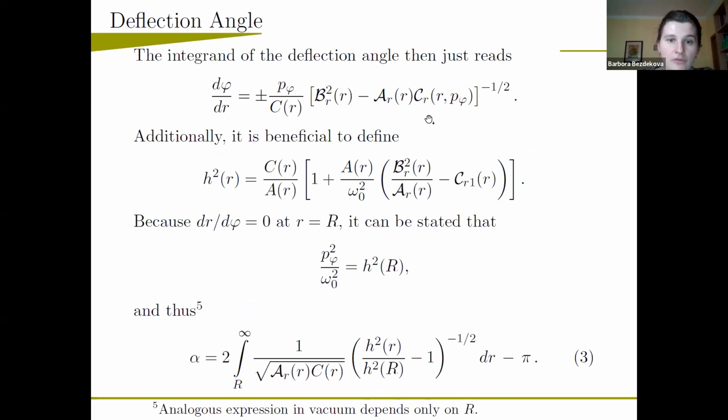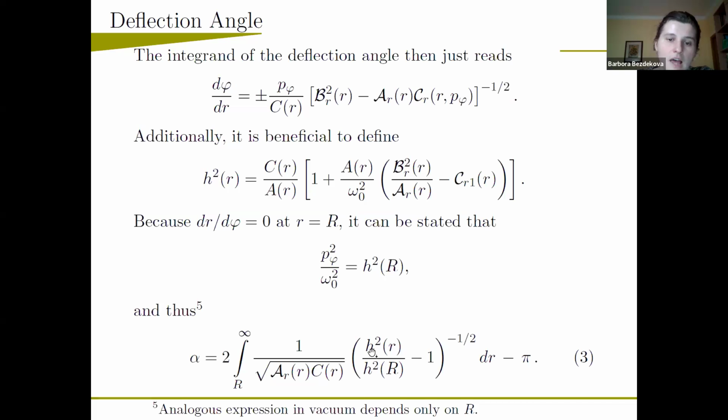then write the form of d phi over dr, which looks like that, where you can see that these functions are actually known from the previous slide. This is the metric function C, and this is the constant of motion p_phi. If I introduce this function h squared, which is useful because then I can get rid of this ratio of the constants of motion, which I can identify with this function h squared as a function of capital R, which is the closest radial distance, also shown in the plot with the deflection angle.